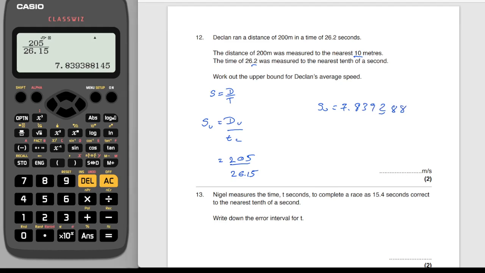So to round that, I'm going to go to three decimal places. So I'm going to say that that's going to be 7.839 to 3 decimal places.